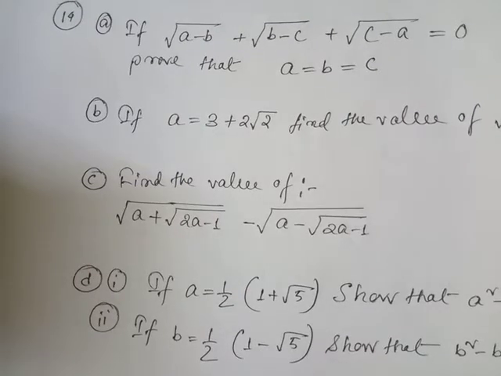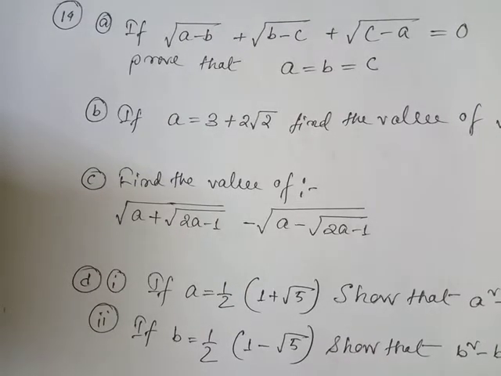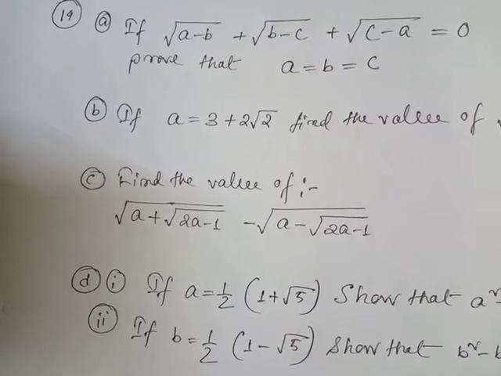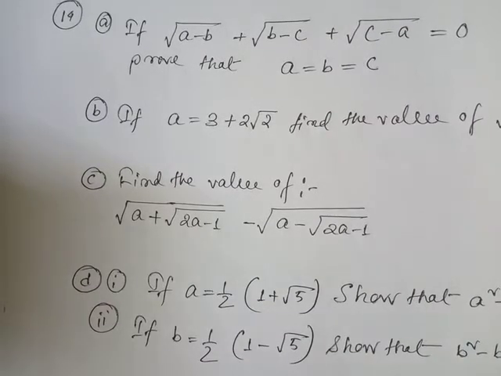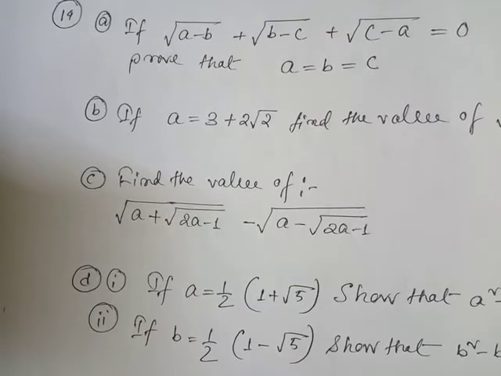Now look student, that is 14a. If root over a minus b plus root over b minus c plus root over c minus a equal to 0, then prove that a equal to b equal to c. Actually student, this question does not belong to class 8 advanced maths.